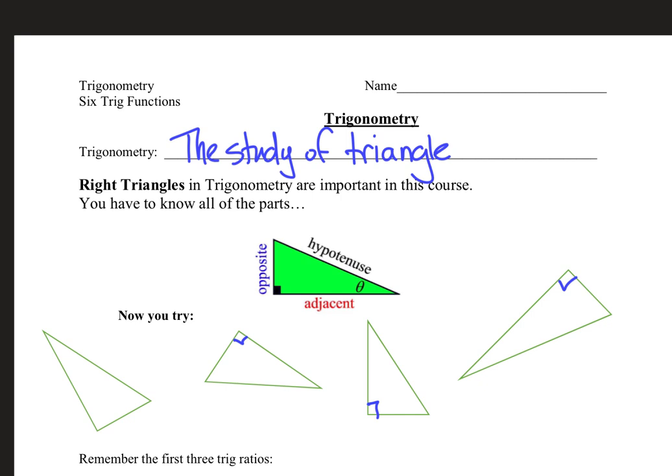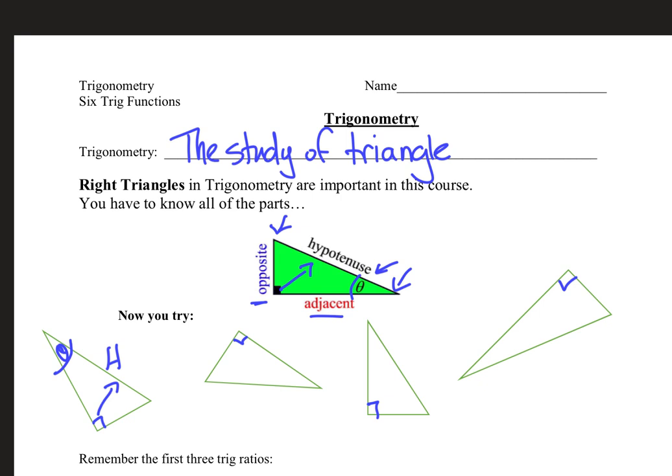When I say parts, I mean the hypotenuse is always across from the right angle. And then the opposite and the adjacent are dependent upon what angle we're referring to. There are two acute angles in this triangle, one here and one here. Depending on which angle we're focusing on, opposite and adjacent will change. For example, if this angle here is theta, the hypotenuse will of course stay the same.